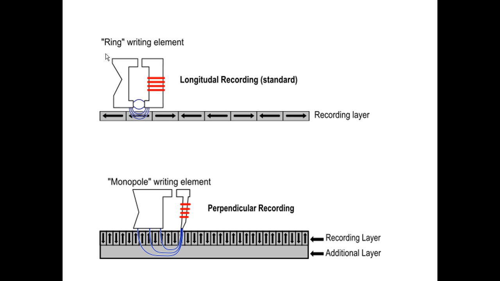There are two ways that you can write data to the hard drive. One is called a ring writing element, and this uses what we call longitudinal recording. This is a standard way of saving information on a hard drive. It records either a north or south, represented by these arrows. Let's say this one to the left is north, then this other one pointing to the right would be south. So here we'd have another north, north. One of those would be ones and one of those would be zeros.